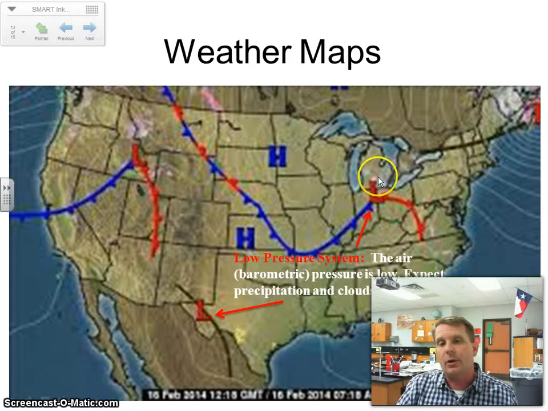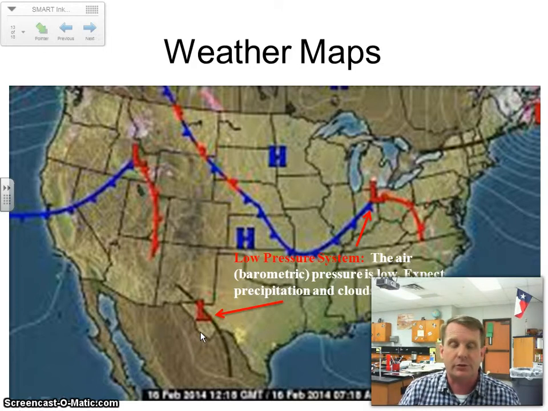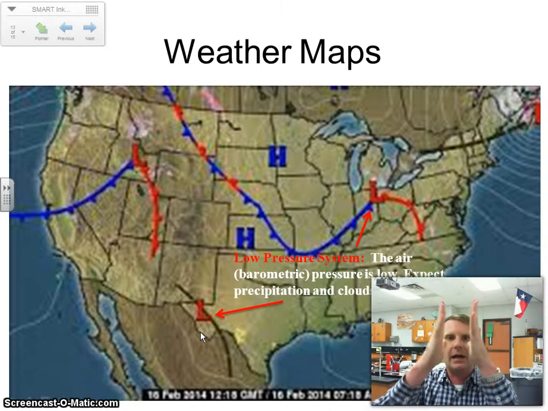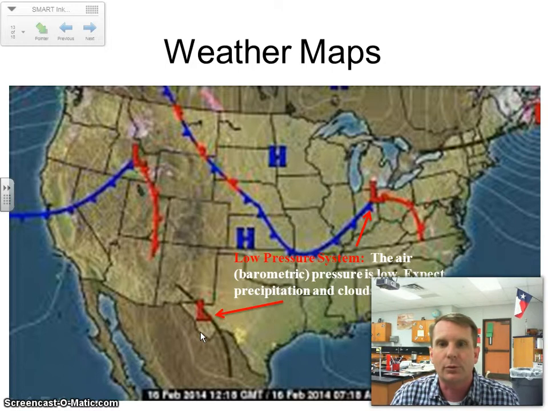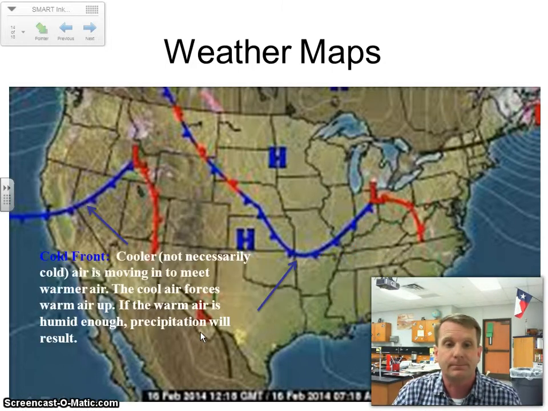Now, the opposite of that is a low pressure system. You can see these are marked with little red L's. The air pressure is low in a low pressure system, so it's a lower point of air pressure. And we can expect precipitation or clouds, because air is going to want to come into the system, and as it does, it's going to rise up into the sky and form clouds. So we could expect cloudy weather and possibly some precipitation.